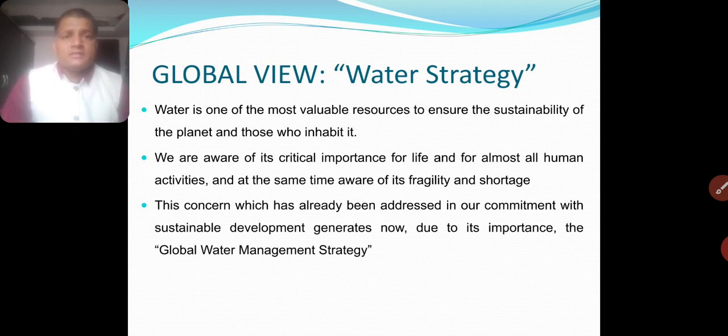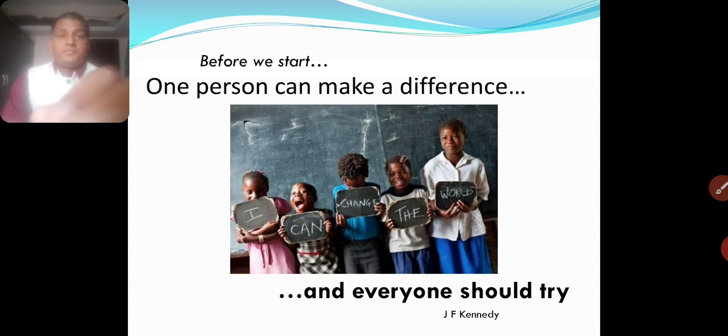This concern, which has already been addressed in our commitment to sustainable development, now generates, due to its importance, the global water management strategy, the GWM strategy. In that strategy, they have mentioned the strategies for water resources. So this is the global view of water strategy.